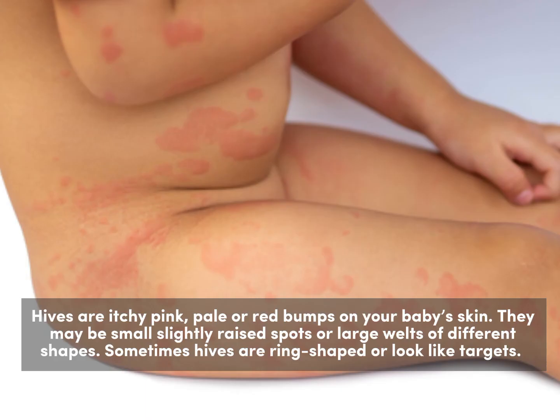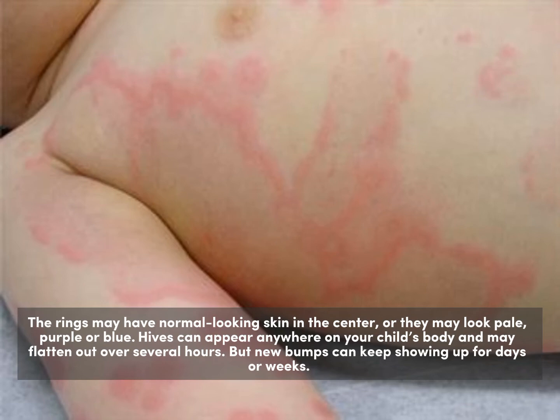Hives. Hives are itchy pink, pale, or red bumps on your baby's skin. They may be small, slightly raised spots or large welts of different shapes. Sometimes hives are ring-shaped or look like targets. The rings may have normal-looking skin in the center, or they may look pale, purple, or blue. Hives can appear anywhere on your child's body and may flatten out over several hours. But new bumps can keep showing up for days or weeks.